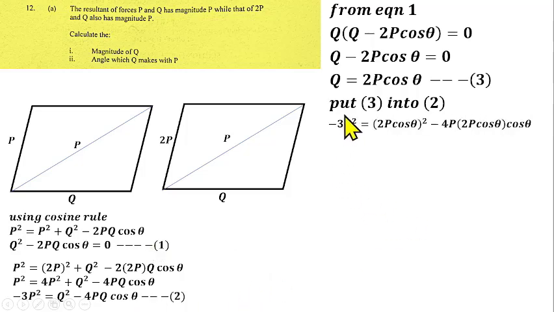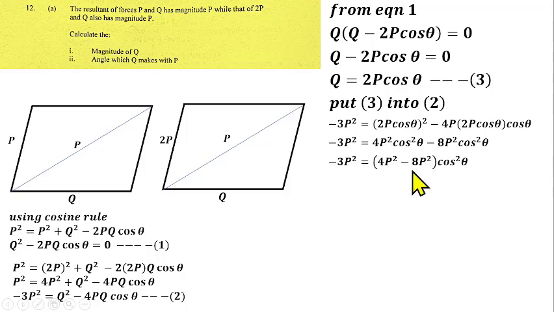Equation 2 says that we have minus 3P squared equals Q squared, which is 2P cos theta all squared, minus 4P times Q, so you have 2P cos theta multiplied by cos theta. If you expand the bracket here, you have minus 3P squared equals 4P squared cos squared theta minus 4P, open the bracket here, you have 8P squared, then cos theta times cos theta gives us cos squared theta as well. If you simplify further, the 4P squared cos squared theta and 8P squared cos squared theta can be combined. So this minus this gives us minus 4P squared cos squared theta.